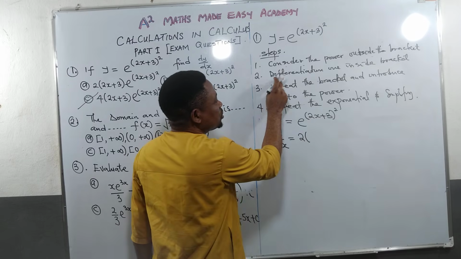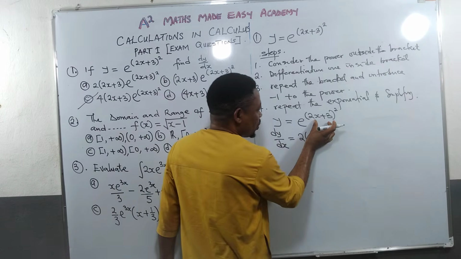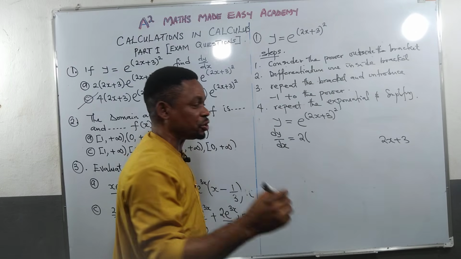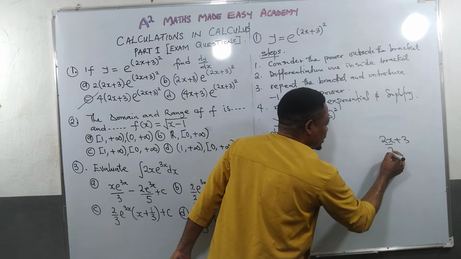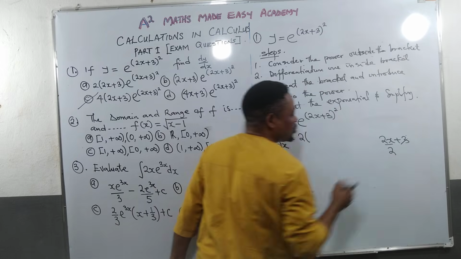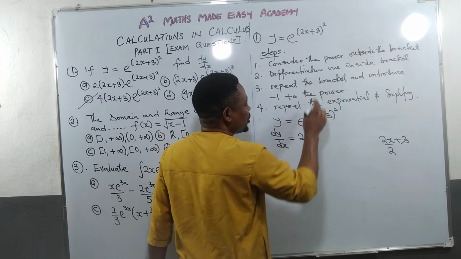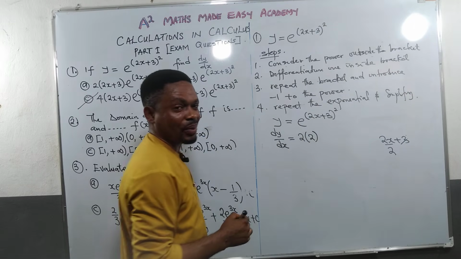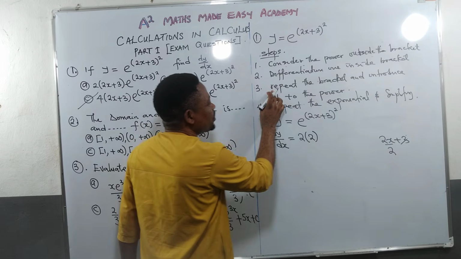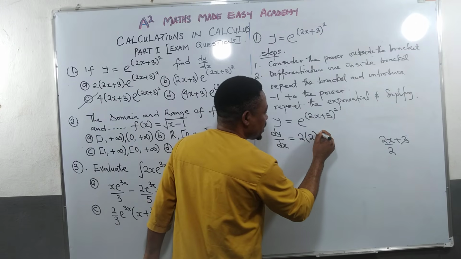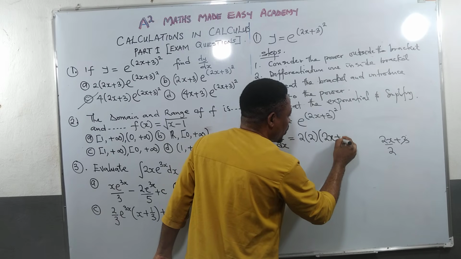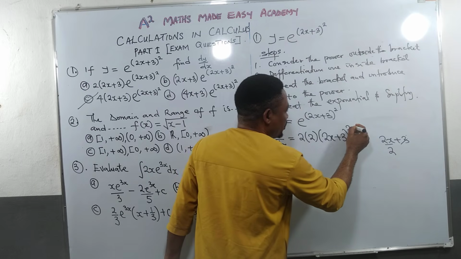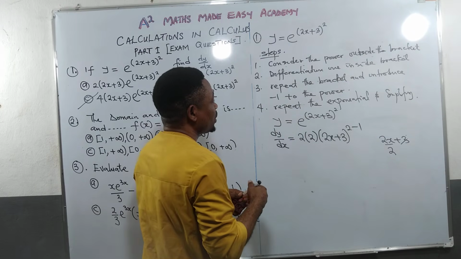The second step is to differentiate the one inside the bracket. The one inside the bracket is 2x plus 3. Can we differentiate? I have taught you. If they ask you to differentiate 2x, what is the answer? 2. This is a constant, throw it away. So if I differentiate the one inside the bracket, the only result is 2. Then close the bracket. Then the third step is to repeat the bracket. The bracket is 2x plus 3 raised to the power of 2, and introduce -1 to the power. That is the third step.